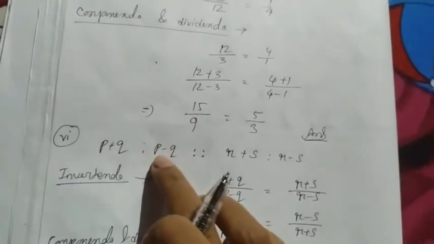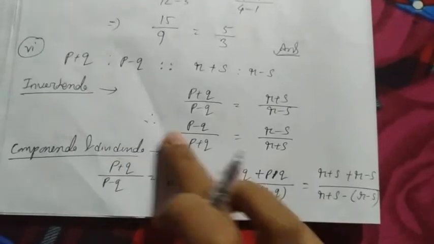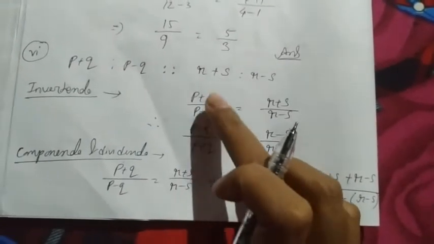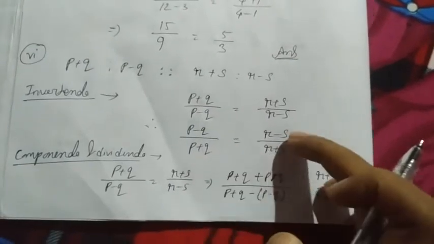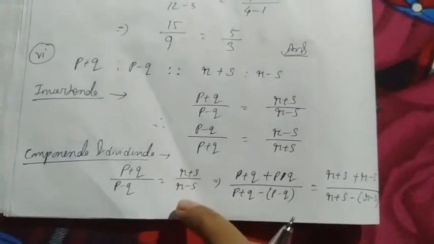Now, P plus Q over P minus Q equals R plus S over R minus S. So invertendo will be just the reciprocal: P minus Q will be in the numerator and P plus Q in the denominator, and R minus S divided by R plus S. Now we have P plus Q, P minus Q, and R plus S, R minus S.